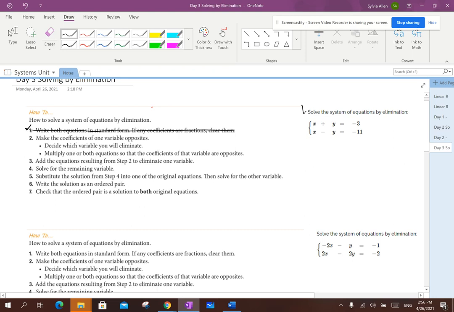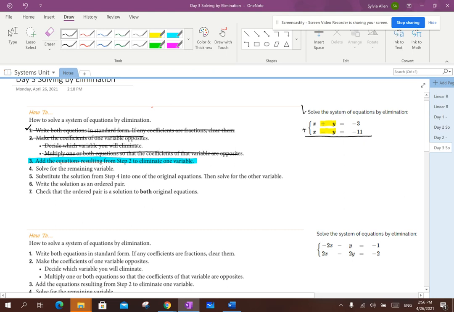Step two says to make the coefficients of one variable opposites. Well, if you notice, I've got a positive y here and a negative y here. So that is already done for us. The coefficients of one variable are already opposites, which means we don't have to do the subcategory under number two. Then it says on step three that we're going to add the equations from step two. Well, there's nothing that I had to do differently. So what I'm going to do is just add the two equations together.